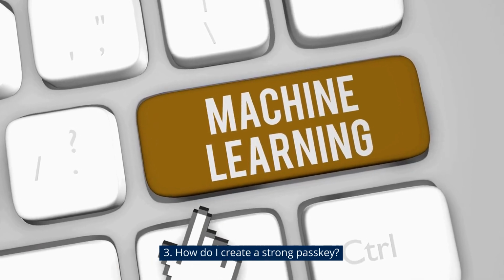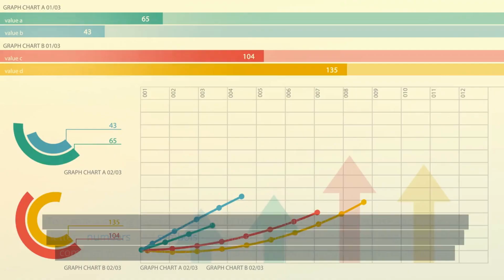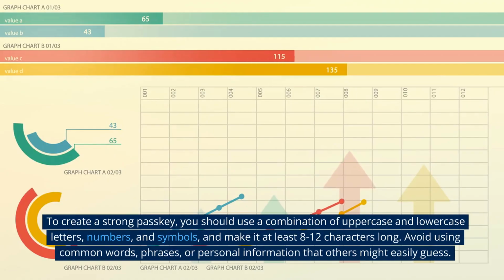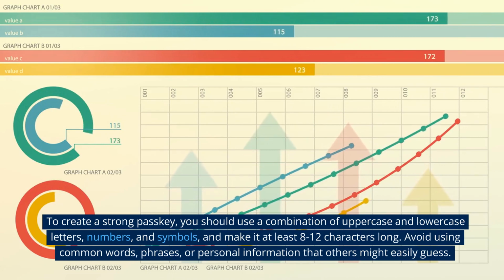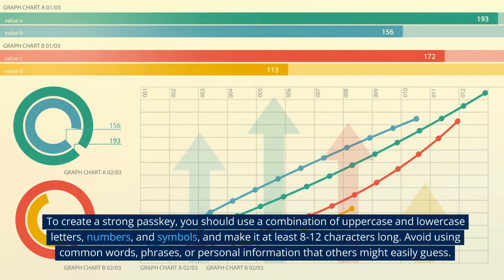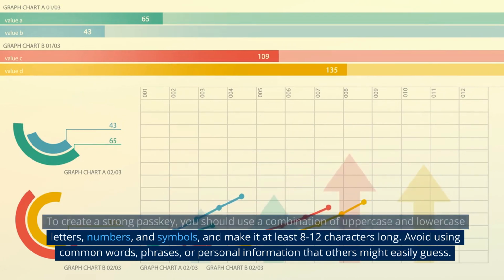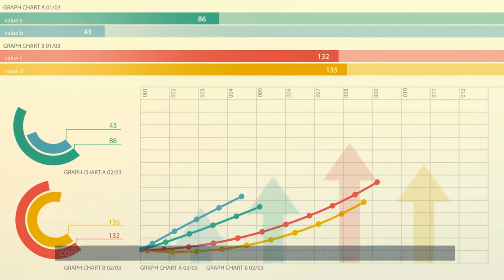3. How do I create a strong passkey? To create a strong passkey, you should use a combination of uppercase and lowercase letters, numbers, and symbols, and make it at least 8 to 12 characters long. Avoid using common words, phrases, or personal information that others might easily guess.